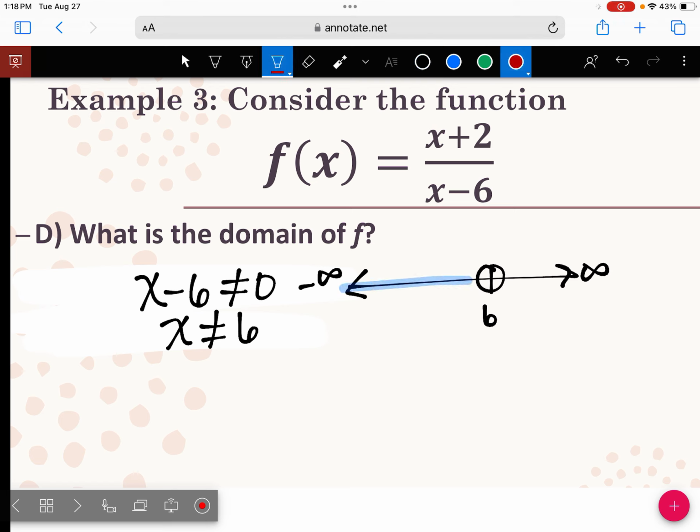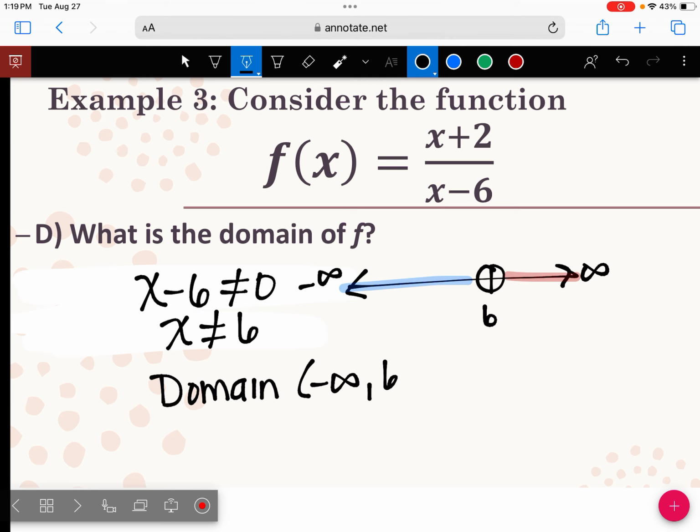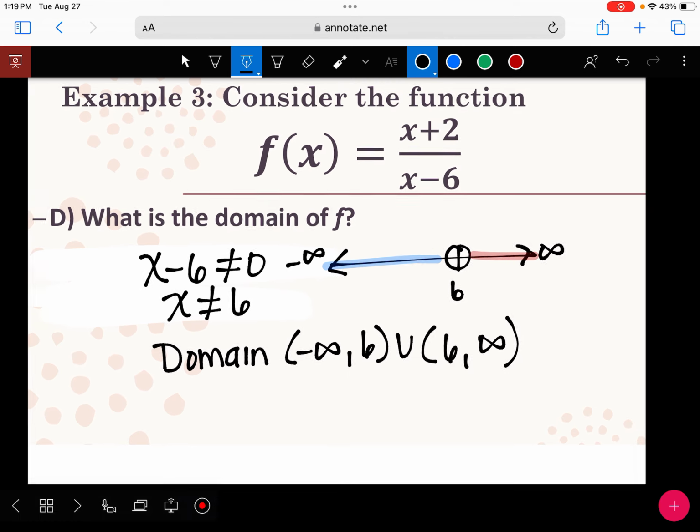So this is my first interval. This is my second interval. So my domain would be negative infinity to 6, union 6 to infinity.